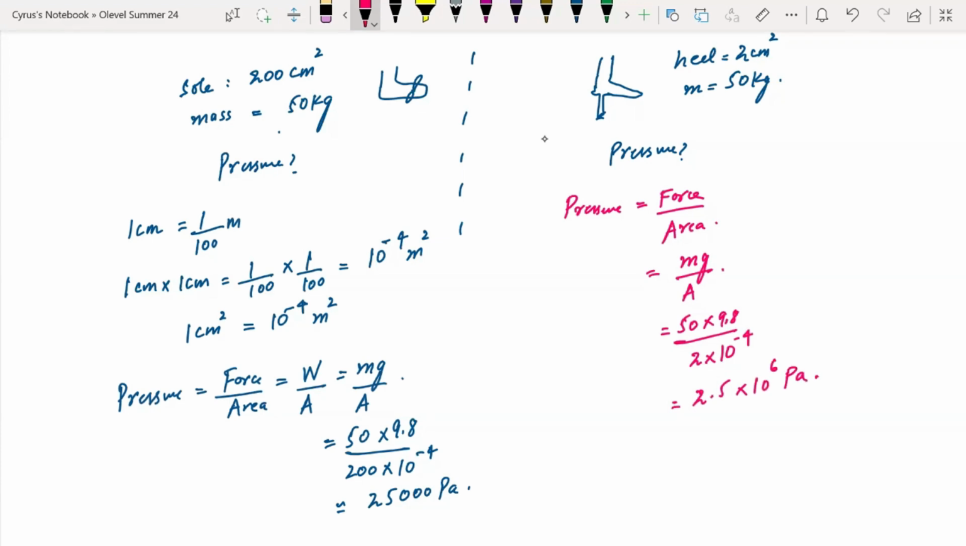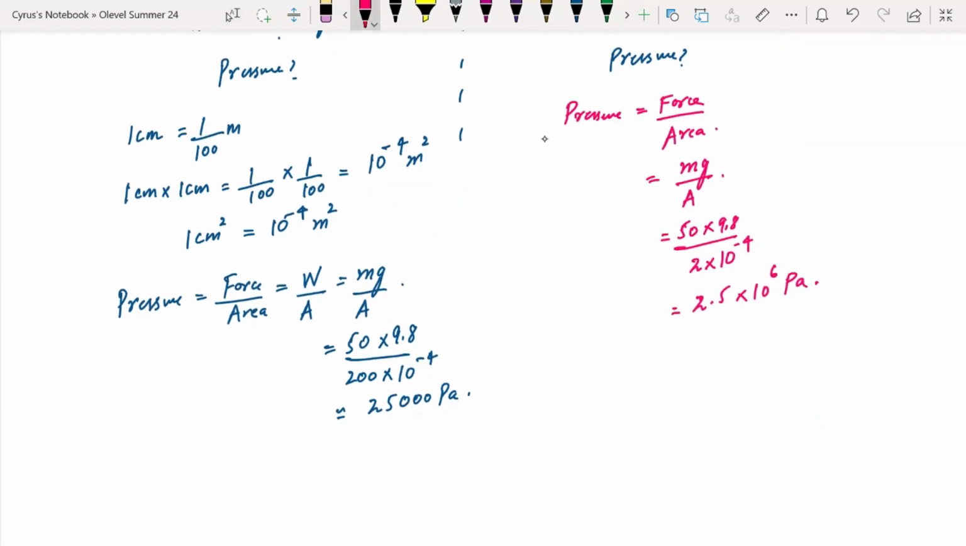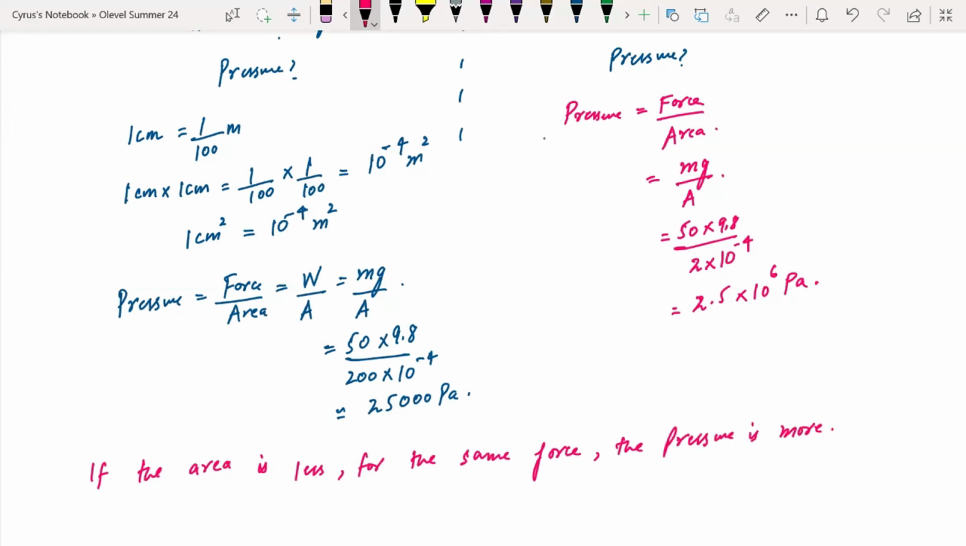ठीक है. So the heel will exert a greater pressure on the earth as compared to a simple sole shoe जो होता है, right? So this gives us the information that if the area is less for the same weight, ठीक है, for the same force, the pressure is more. Remember that. Is that clear?